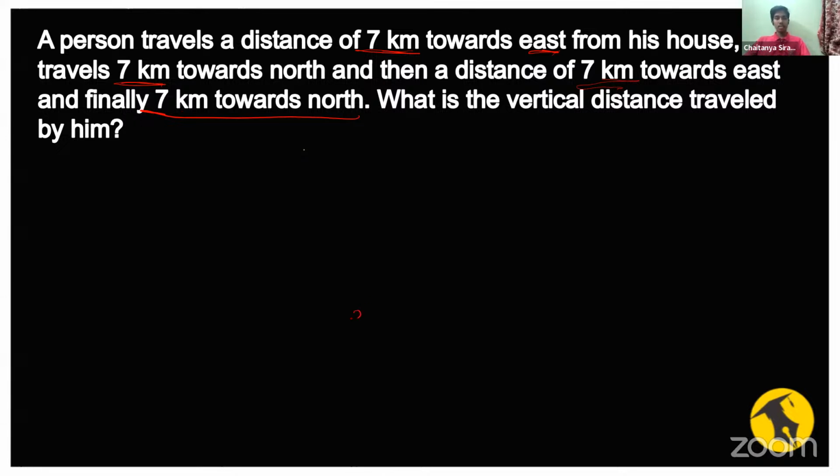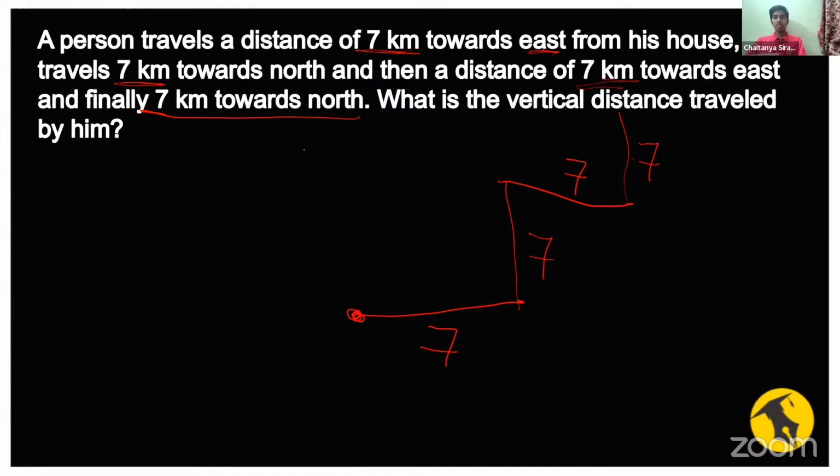All right, let's say this person started from here. He traveled for 7 kilometers here, then 7 kilometers northwards, again 7 kilometers eastwards. Please don't mind my lines, they are not very straight. And 7 kilometers again towards north.